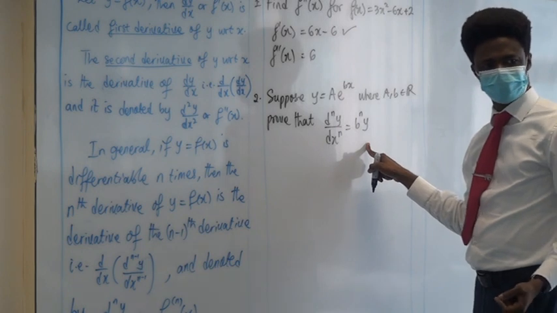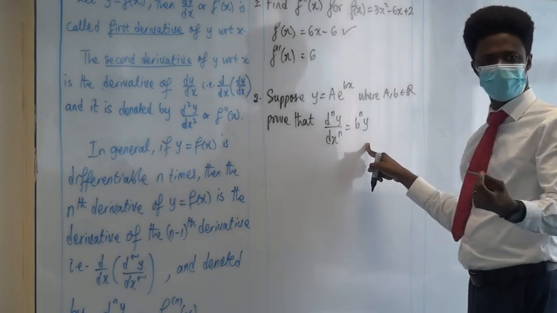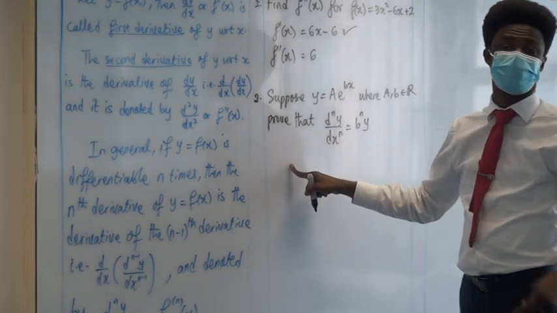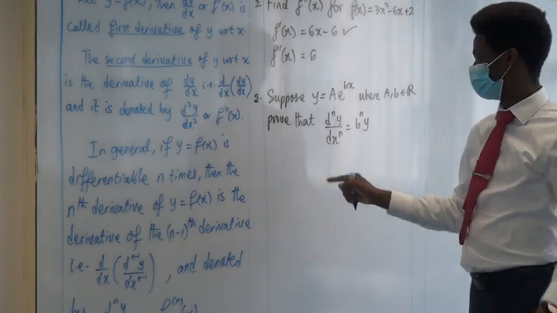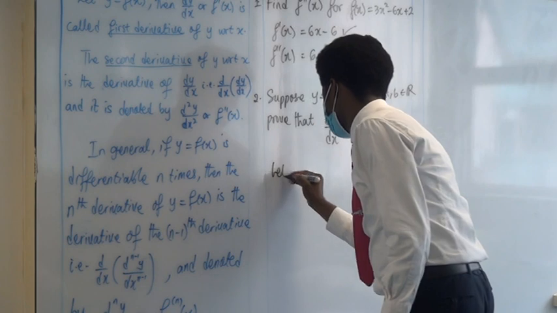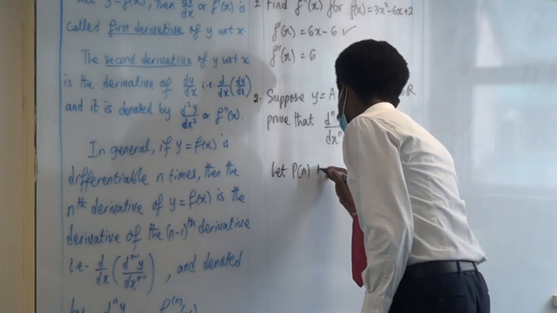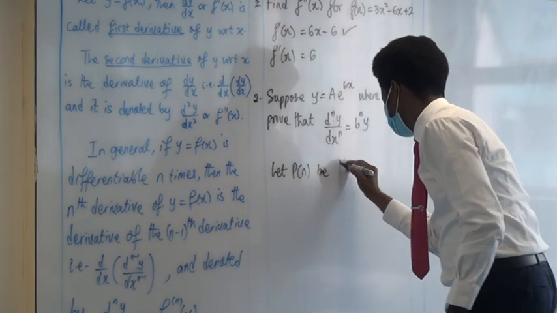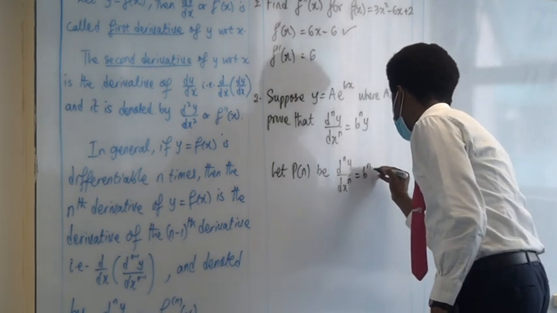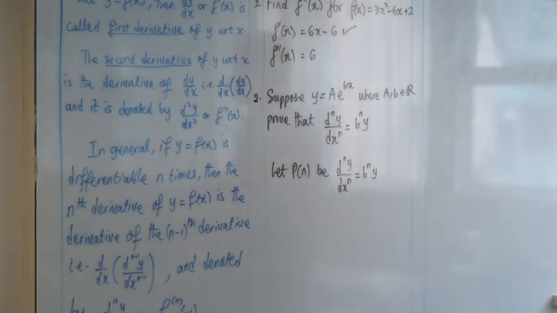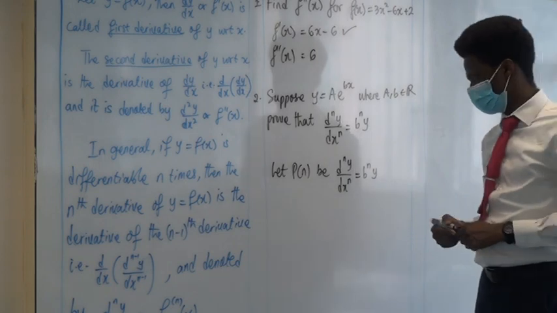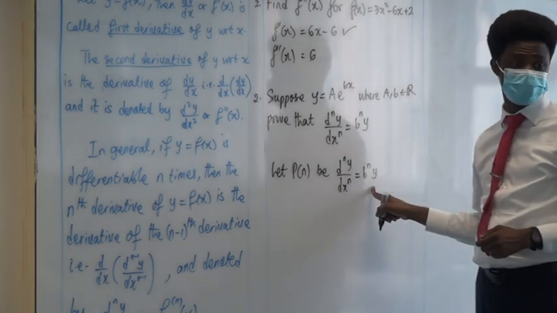How do you prove by induction? You test when P1 is true, right? P1 is true means when you do the first derivative. Remember, let Pn be the proposition that the nth derivative d^n y/dx^n must be b^n y. This is the statement I want to prove. My P1 will be that the first derivative must give me this.